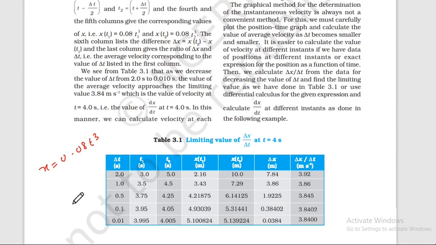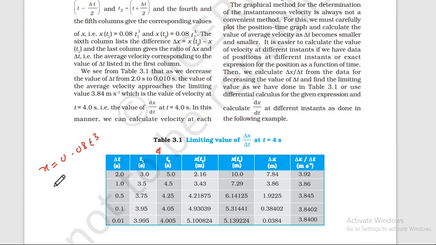Now we want to find the instantaneous velocity around 4 seconds. So what we do is we take delta t as 2 seconds. That means 1 second before 4 seconds and 1 second after 4 seconds. That means t1 is 3 seconds and t2 is 5 seconds.